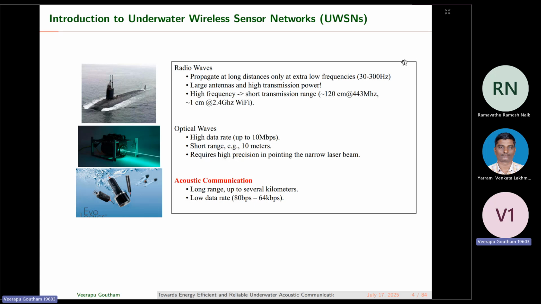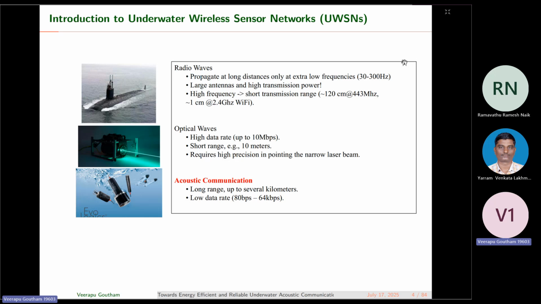Practically, at a high frequency like 433 megahertz, the distance we get is about 120 centimeters. When we go with Wi-Fi at 2.4 gigahertz, the distance we can transmit the signals is just 1 centimeter. These RF signals are limited to very short distances.